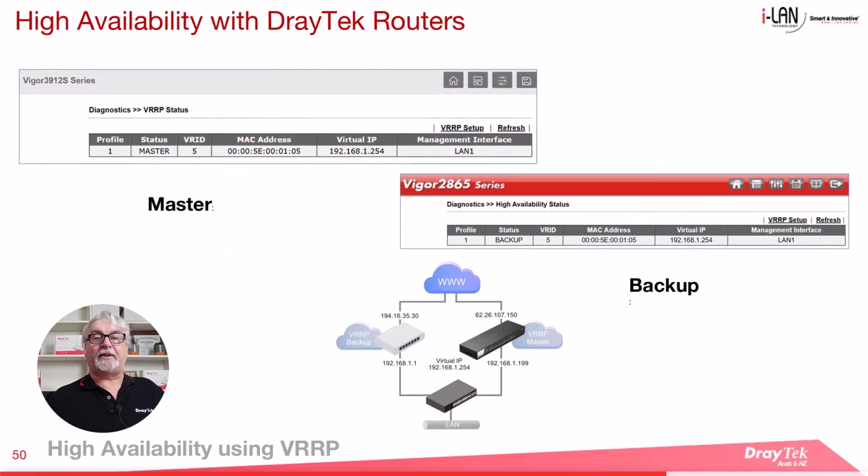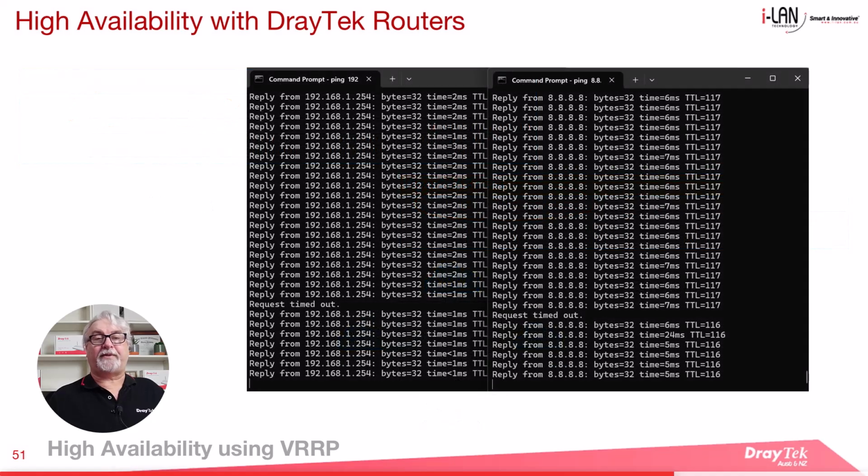Once everything is connected, you can check the high availability status under Diagnostics VRRP status in the 3912 router and under Diagnostics high availability status in the 2865. To test failover, ping the virtual IP address, then switch off the master router, and you should see maybe one lost ping while the backup router comes online.